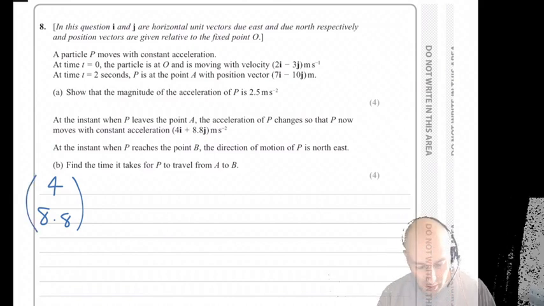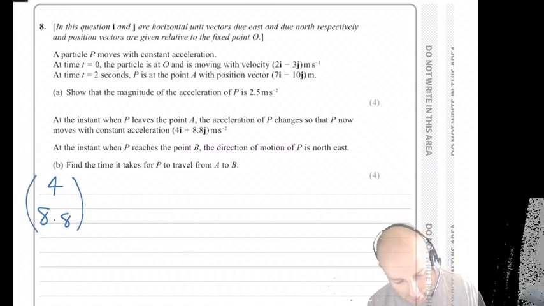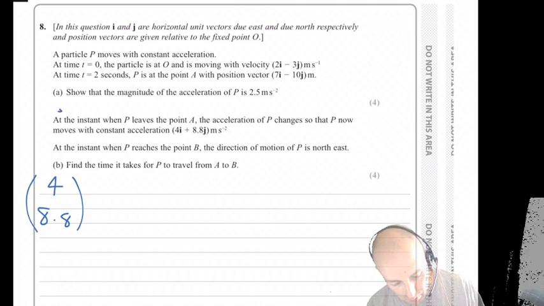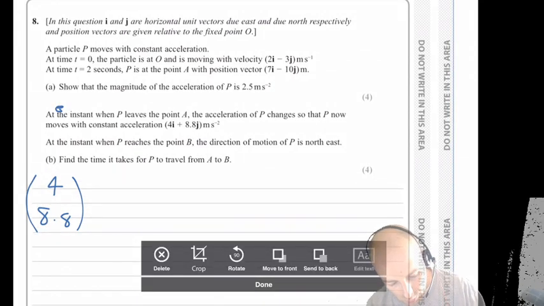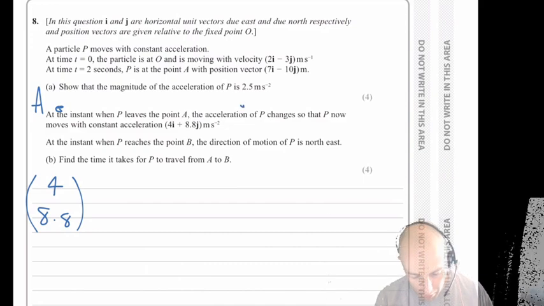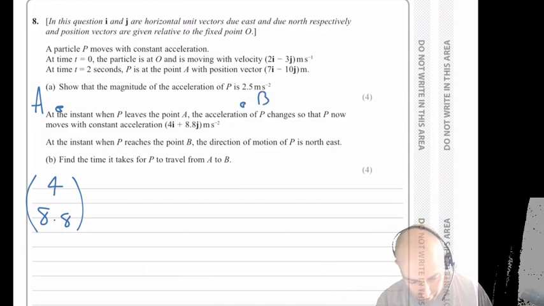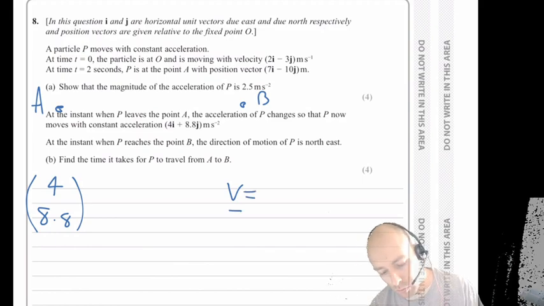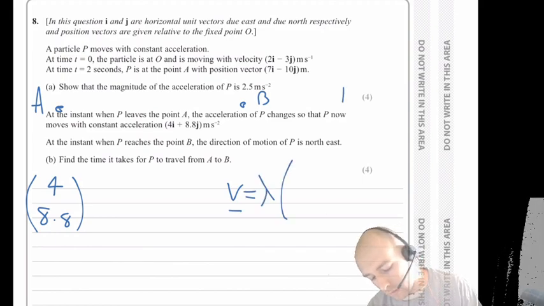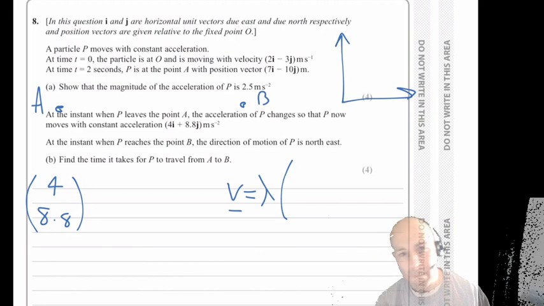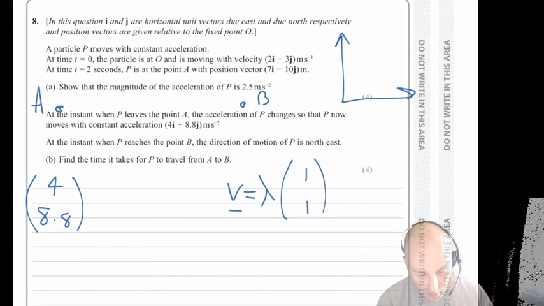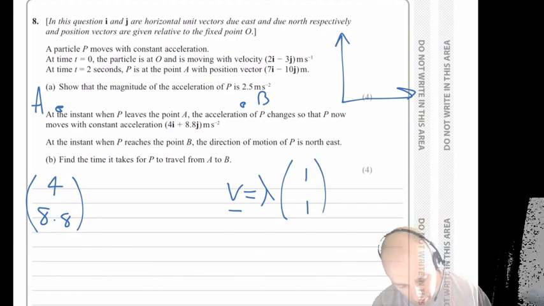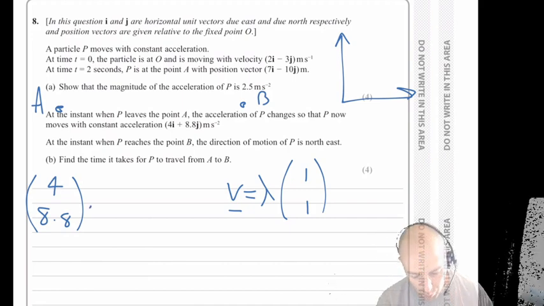We want to find the time it takes to go from point A, so this is our origin point A, to point B. And we know at point B the direction of motion is northeast, so the final velocity is lambda. North is up, east is that way, so it's going to be lambda 1, 1. Okie dokie, that's my acceleration. We want to find t.